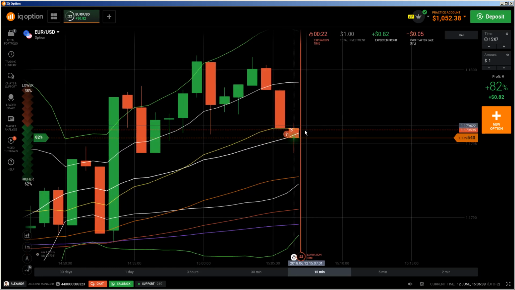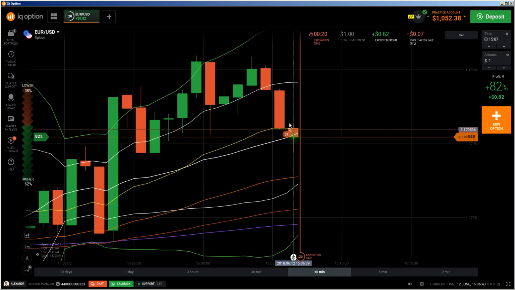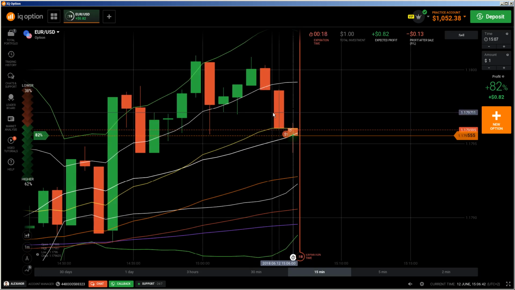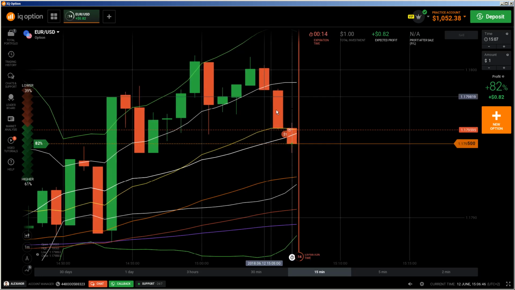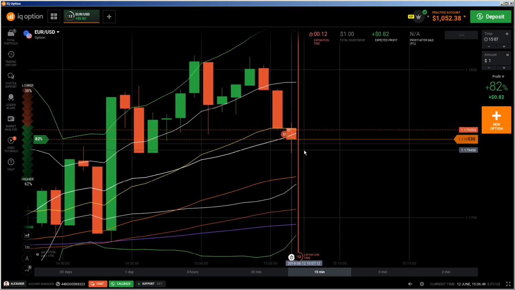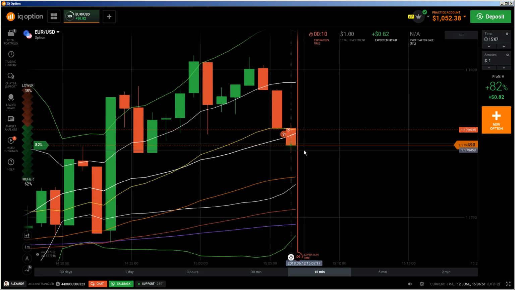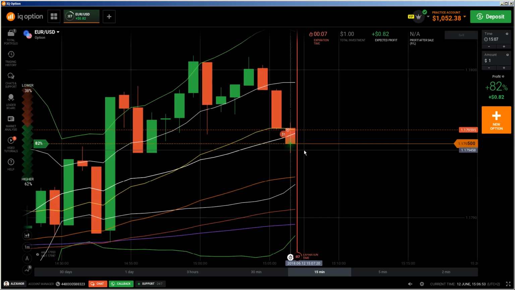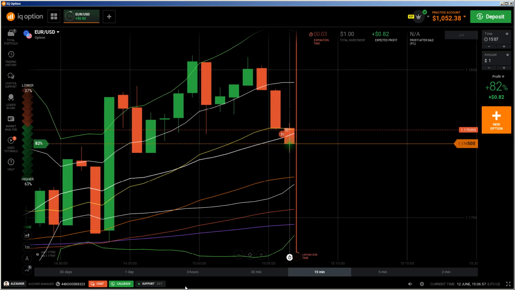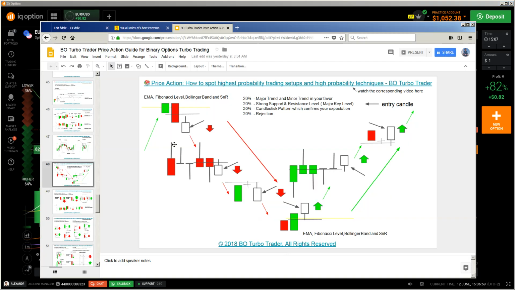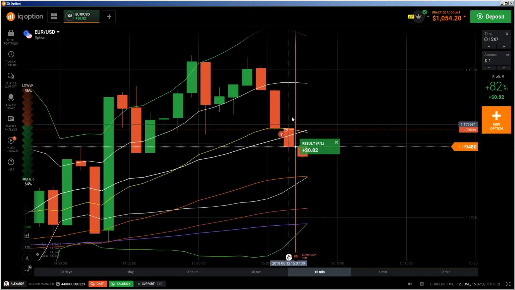And that is what I'm doing here on the rejection from the 20 EMA and this area here. I entered into a put because I'm expecting that the trend will continue going down. That is the same concept of this high probability trading setups, which I have explained here in this ebook. It's the same concept, only that we don't start with an engulfing candle, we start with a double top.